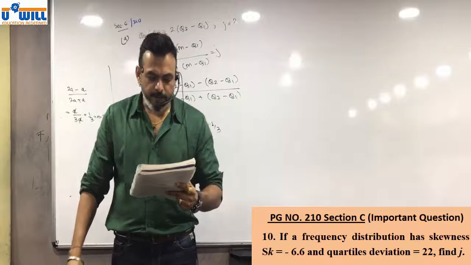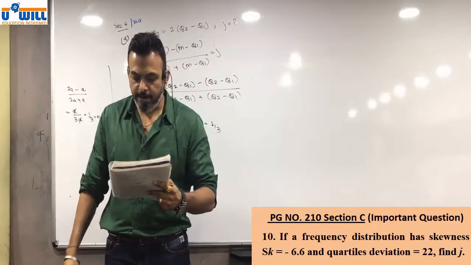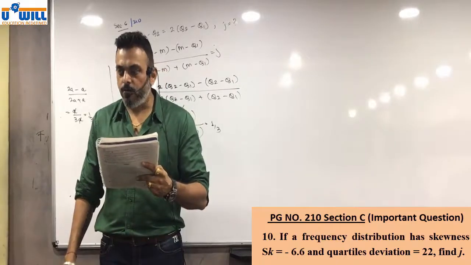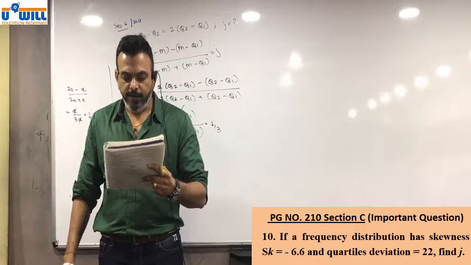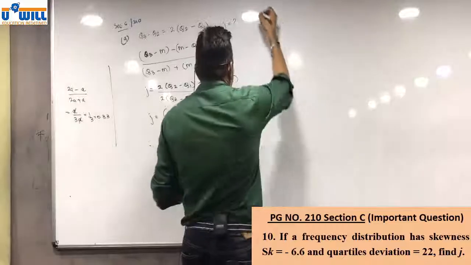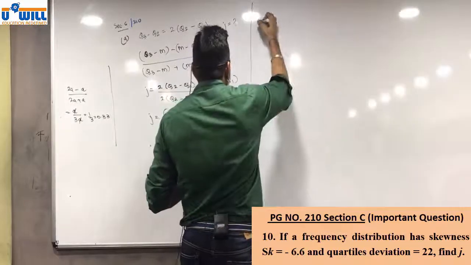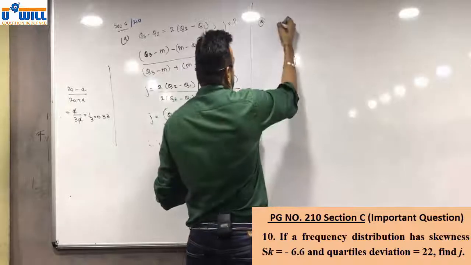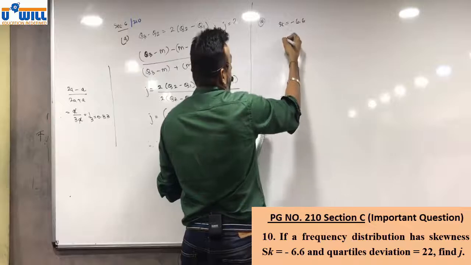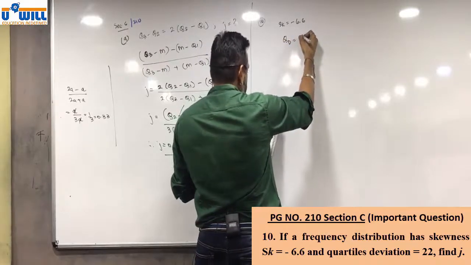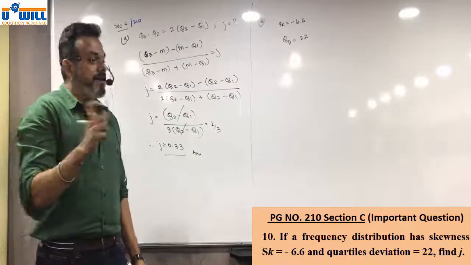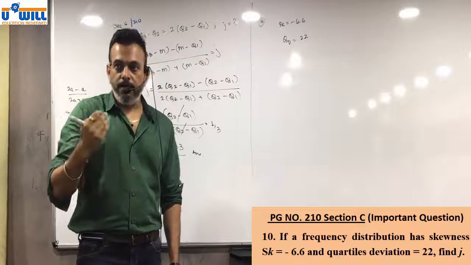If a frequency distribution has skewness Sk equal to minus 6.6 and quartile deviation equal to 22, find J, that is the coefficient of skewness. Now, question number 10. We write what is given. Sk is equal to minus 6.6 and quartile deviation is equal to 22. Now, it's a combined concept of chapter number 4 and chapter number 5.